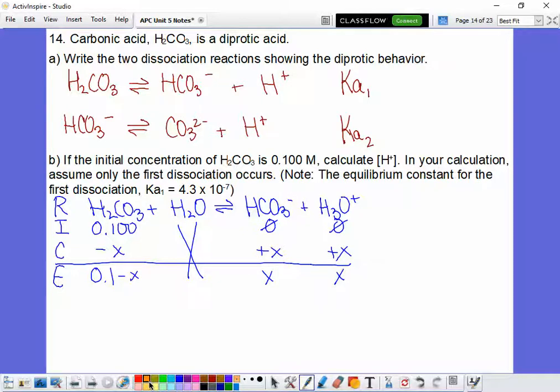Let's write out the equilibrium expression for this reaction. So it's going to be Ka1, and I know I'm right in your way, guys, equals HCO3 minus times H3O plus all over H2CO3. Right? Now, before we plug in, can we omit this minus x? We have to check. How do we figure out if we can omit that?